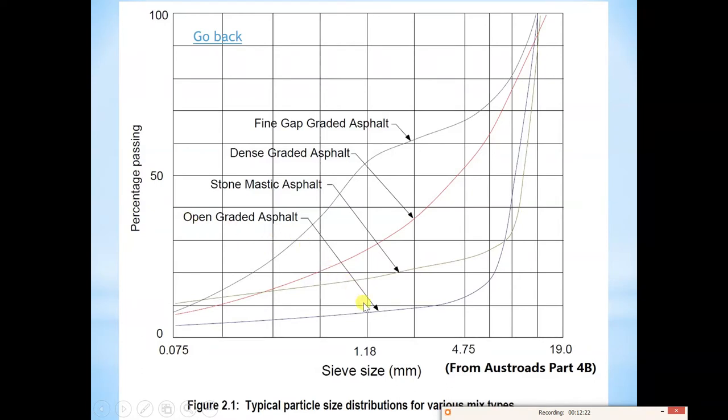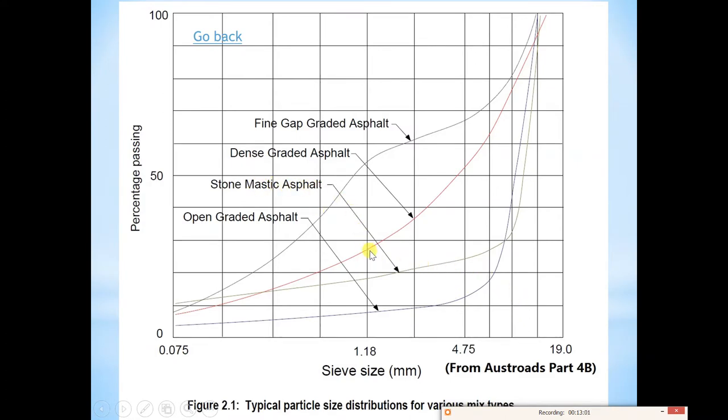the open graded asphalt, up to here, this is the dividing line between the coarse and fine aggregate. So it shows that this is about maybe 6 here, about 6%. So actually it shows that it has about 90+% coarse aggregate. The remainder is the fine aggregates.